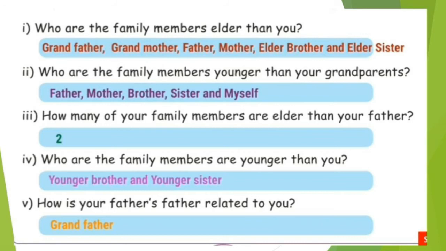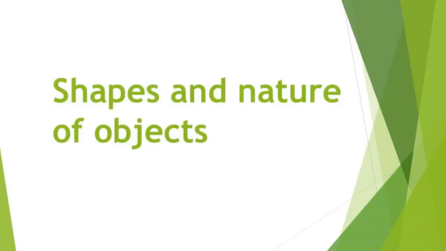So how many of your family members are elder than your father? 2. They are grandfather and grandmother. Who are the family members younger than you? Younger brother and younger sister. How is your father's father related to you? He is your grandfather.